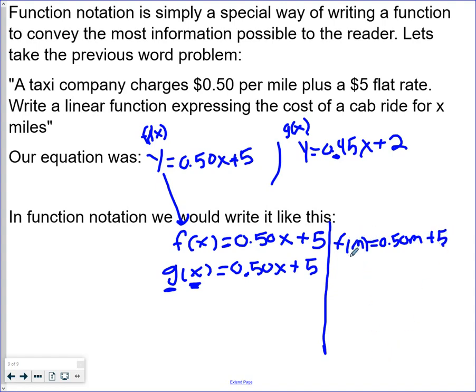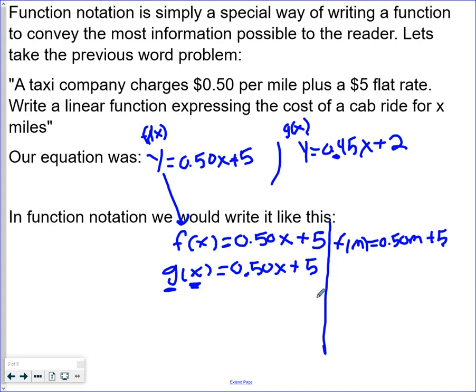This middle number in here, this number in parentheses, has to be the same variable that you're using on the other side, because this tells you what your input is. In this case, it's telling me my input is m, which is probably going to be the miles I go. So it's telling me that I put in the miles and I get out my output.